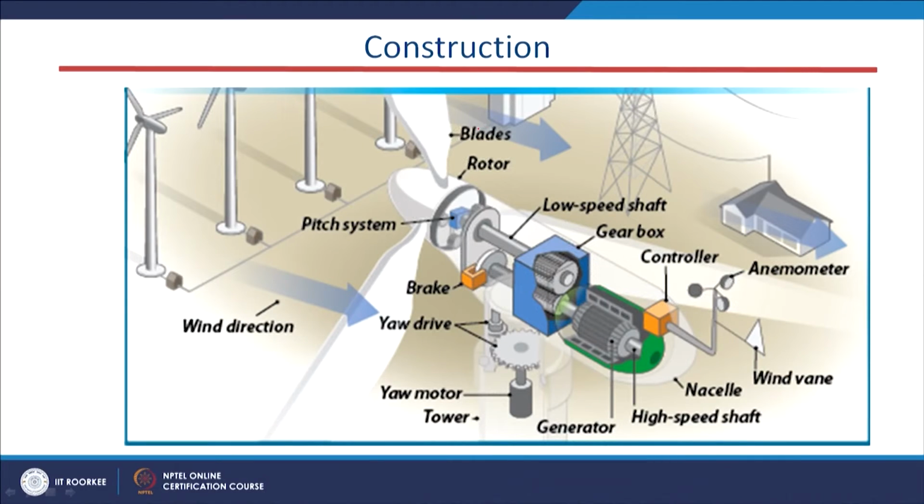Coming to the constructional features of the wind system, first I will talk about the rotor and the blades, and second is the pitch. Third we have the low speed shaft, then the gearbox, then the high speed shaft, and then the generator. Then we have the controller, and of course the braking system, the yaw drive and yaw motors, and then the tower. Now, we will discuss one by one the functions of each component.